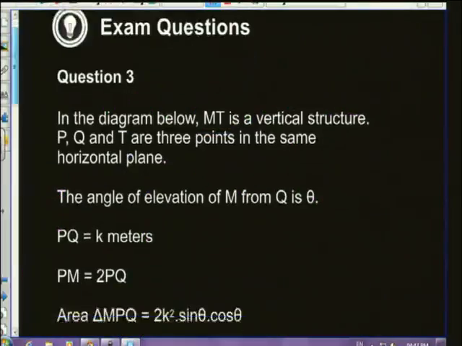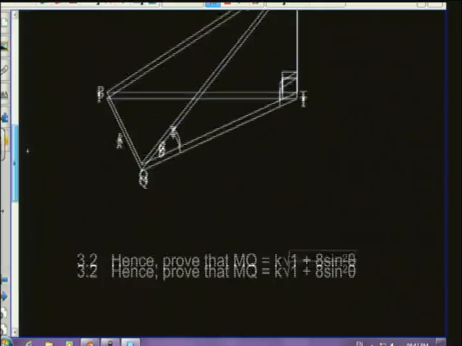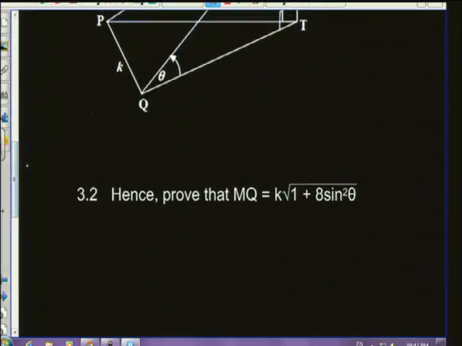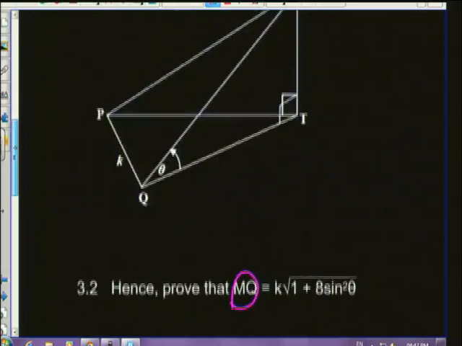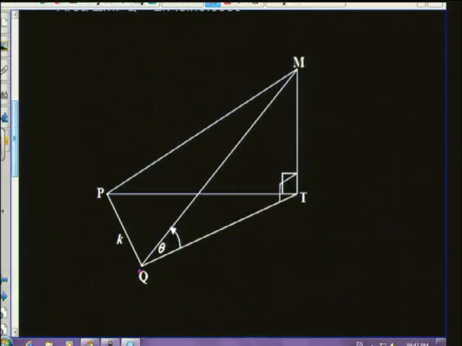Now, question 3 continues. Hence, prove that MQ, the length MQ, is K square root of 1 plus 8 sine squared theta. Now we need to see where that MQ is. MQ is this side. Now what do we have? We know that this angle is 2 theta.